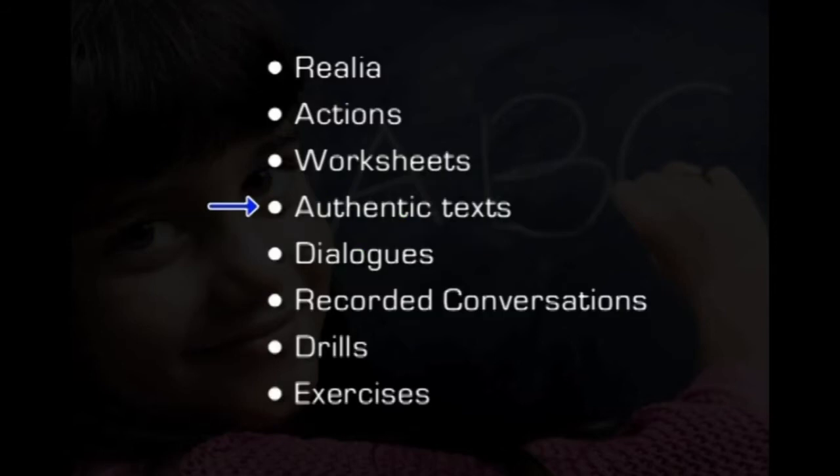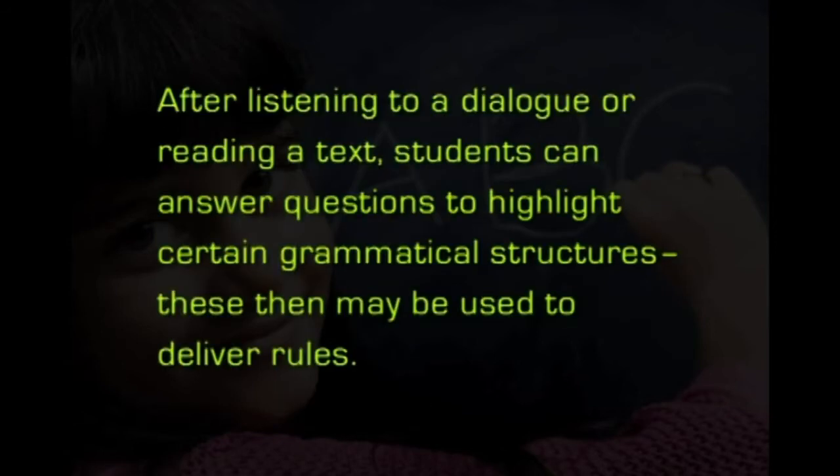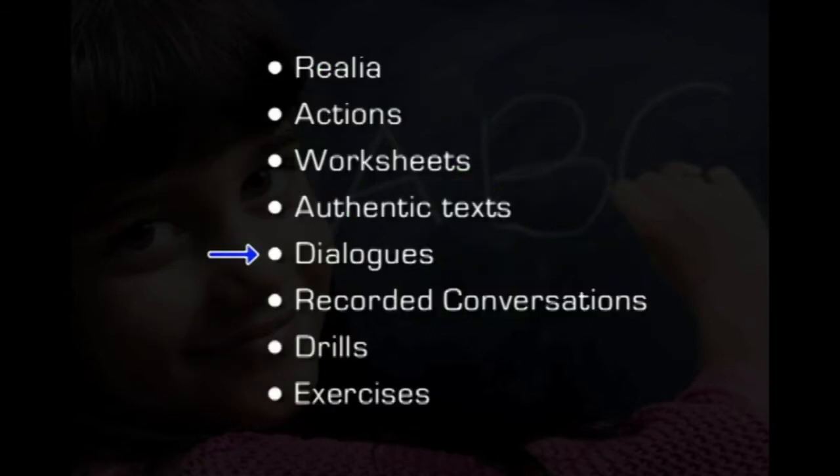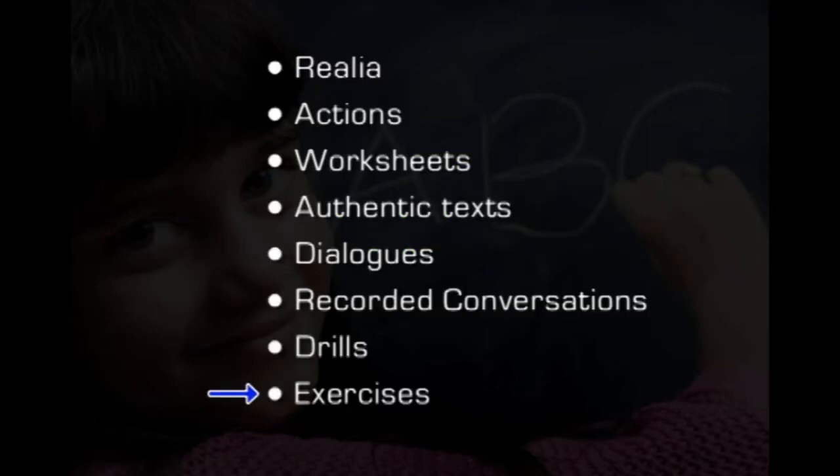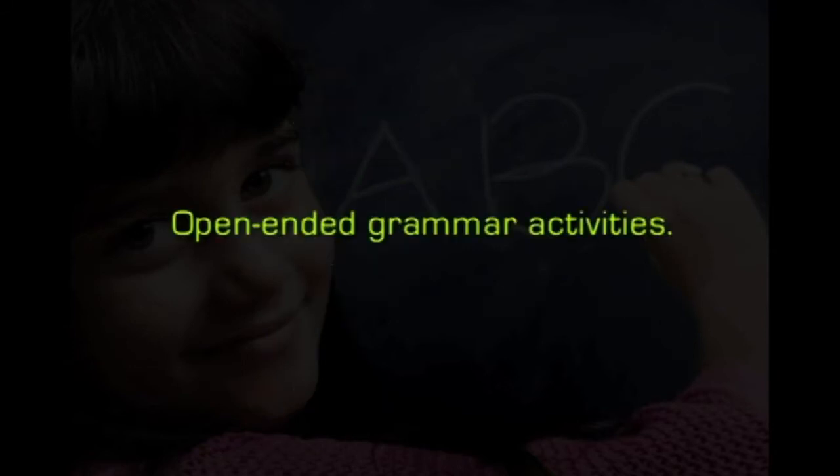Authentic texts. After listening to a dialogue or reading a text, students can answer questions to highlight certain grammatical structures. These then may be used to deliver rules. Then we have dialogue, recorded conversations, drills, where activities that are structured to allow only one correct answer. Then we have exercises, namely open-ended grammar activities.